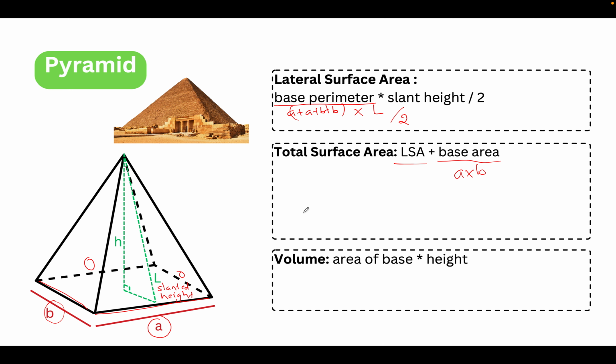Moving on to volume, we will multiply the area of the base, that is A into B, with the height. The height is H, the vertical height. Okay, so this is about the volume of the pyramid.